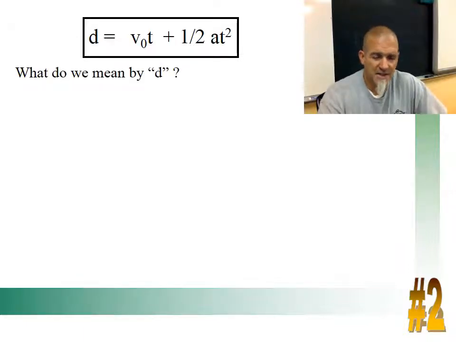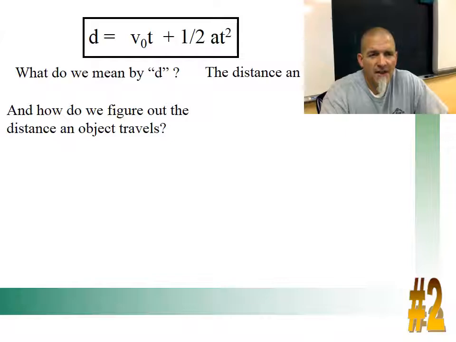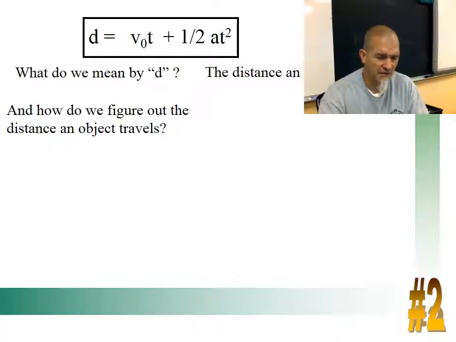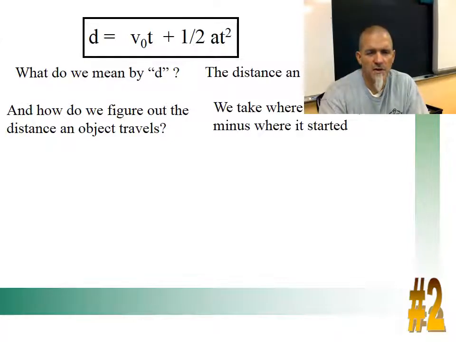What do we mean by d? Well, d for us means the distance an object travels. How far does it go? And how do we figure out that distance? Well, to figure out the distance an object goes, what we do is we take where it is now, its position now, minus where it started, its position at the beginning.